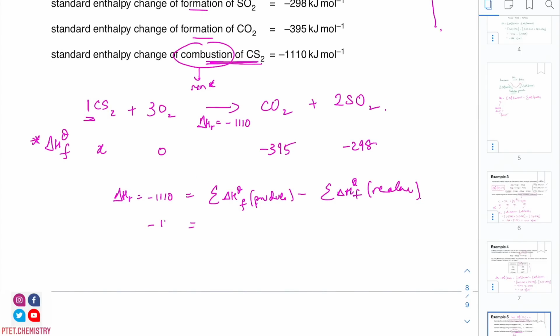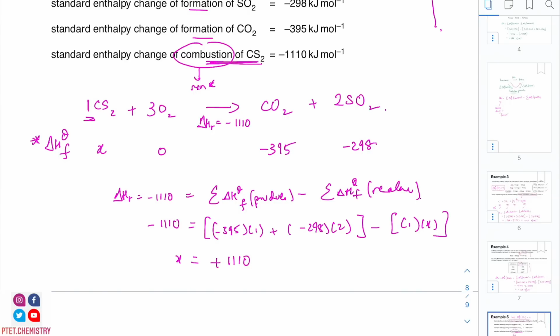Okay, so the formation of the product is going to be minus 395 times 1 for the CO2, minus 298 times 2 for the SO2, minus X times 1. Well, there's only one CS2, so it's X times 1. Okay, I hope you can see then, if I move this minus X to the other side, then I'll get plus X. I'll move this to the other side, I'll get plus 1110. And then I'll get whatever is in the bracket, the first bracket there, minus 395 times 1, plus 2 times minus 298. I get minus 991.